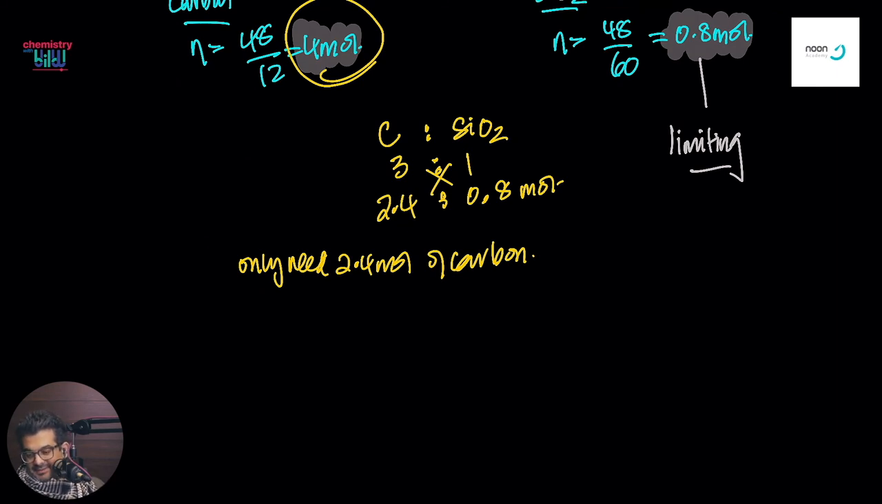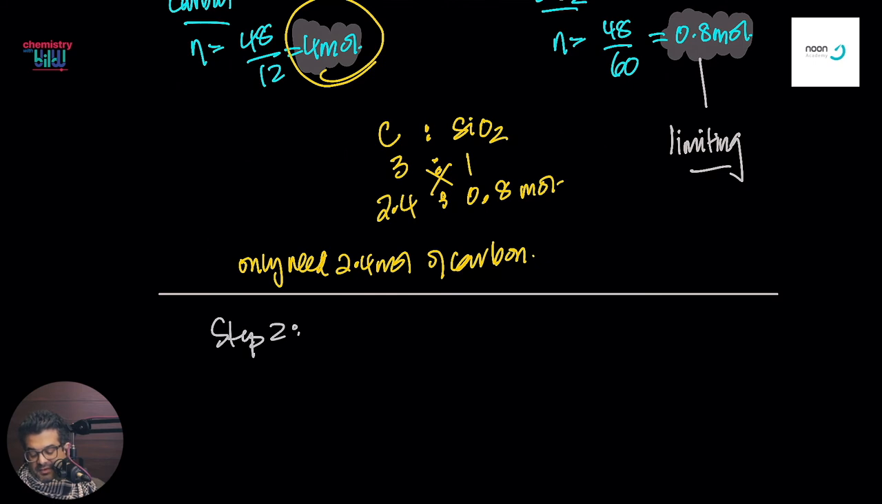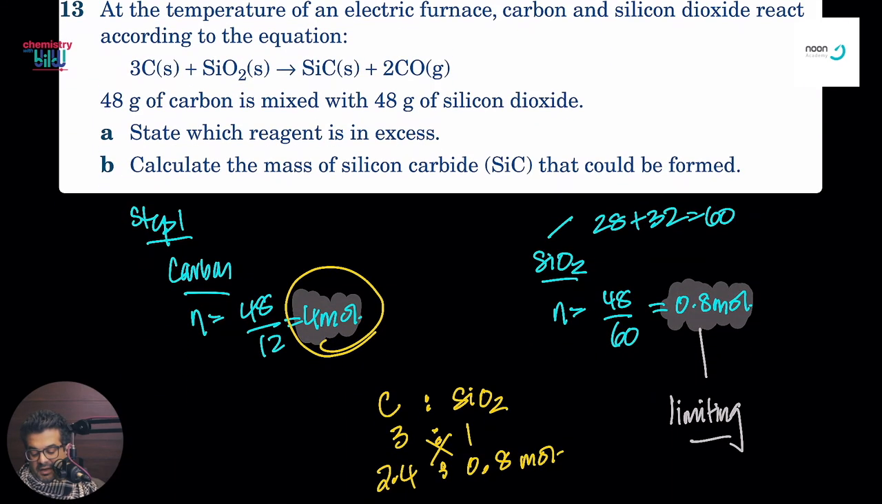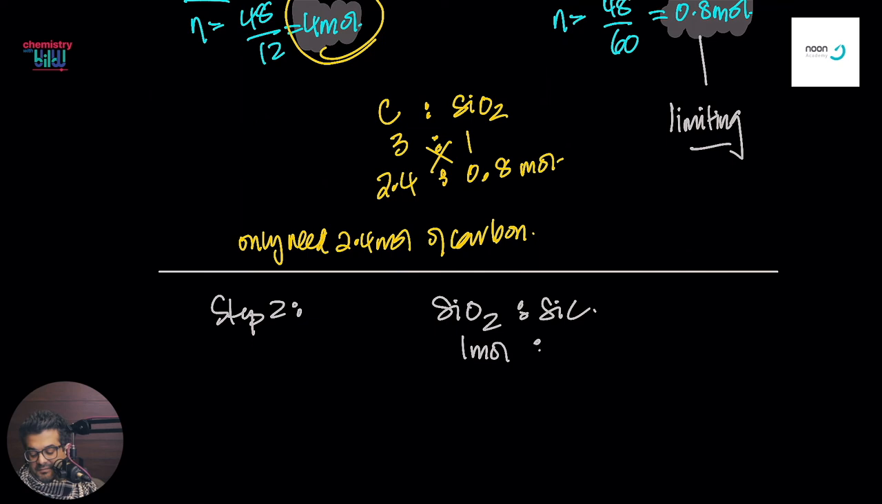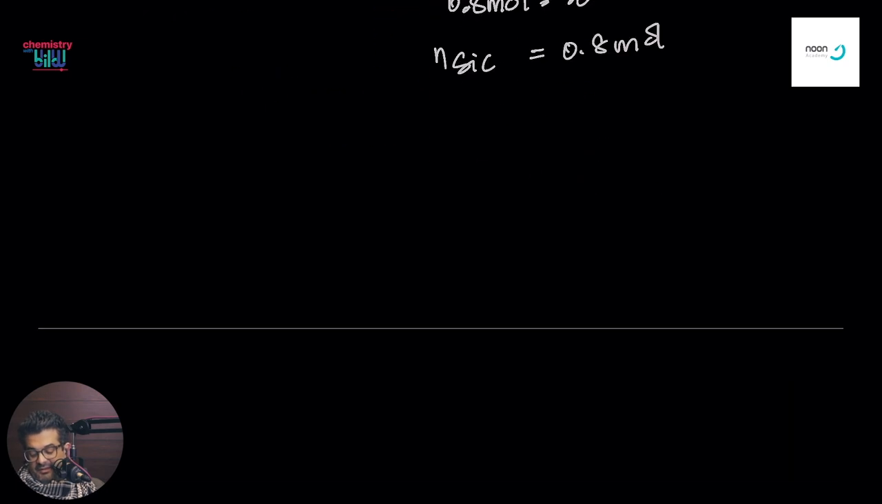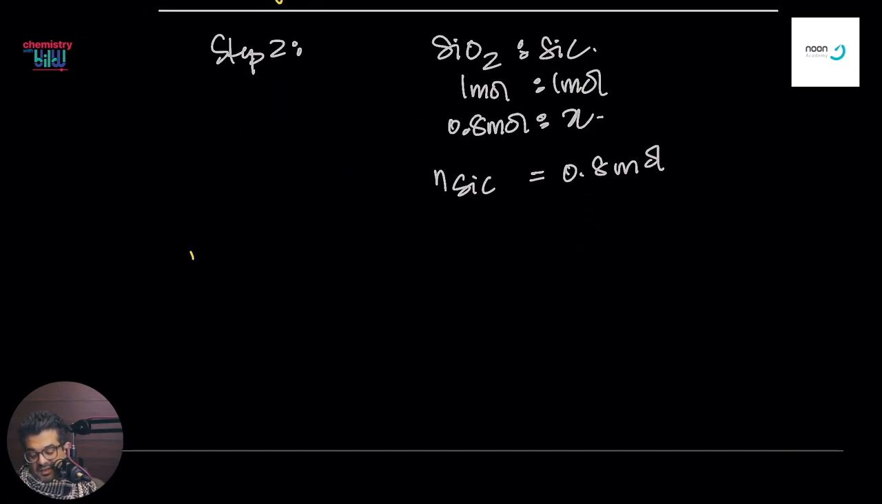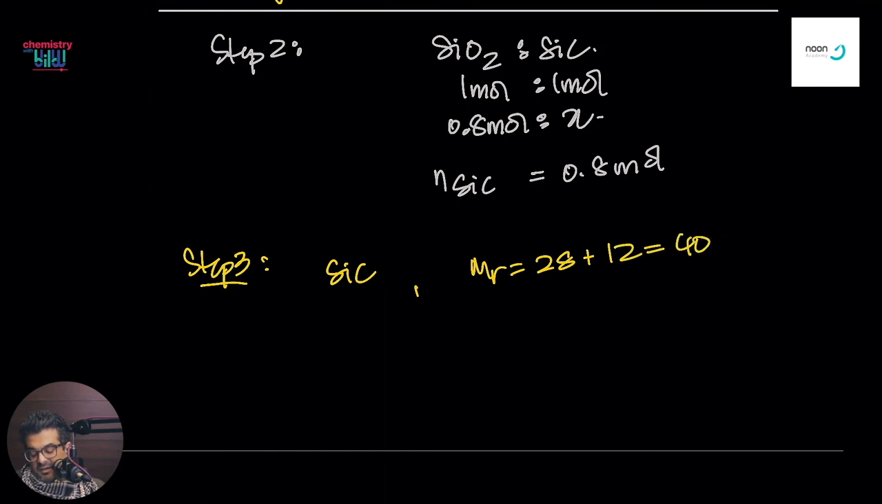You know. So now I have the limiting reagent. Now I can go to solving my question regularly, where step number 2 is the ratio between silicon oxide and silicon carbide, because one is my known and one is my unknown. And the ratio is 1:1. So 0.8 moles will give me how many? So number of moles of silicon carbide are also 0.8 moles. So once I have that, step number 3 becomes easy, because step number 3 is the mass of silicon carbide. So what's its Mr first? 28 plus 12, which is 40.